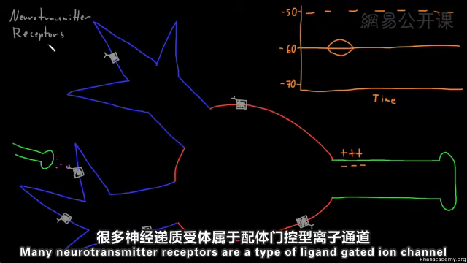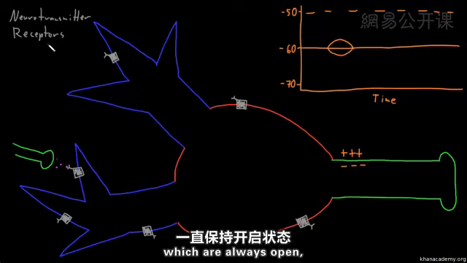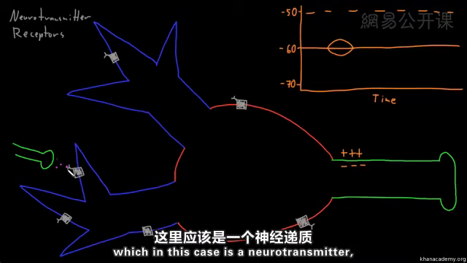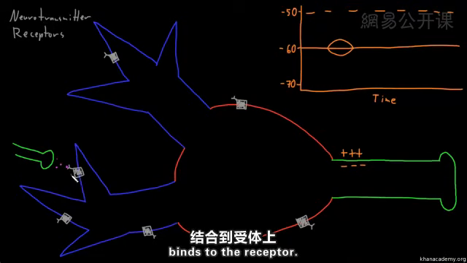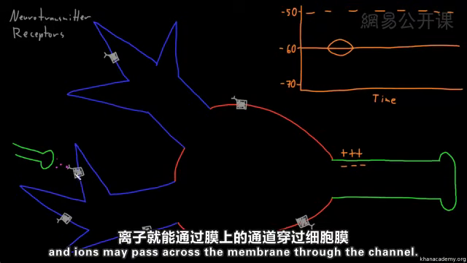Many neurotransmitter receptors are a type of ligand-gated ion channel, which means that unlike the leak channels that we talked about before, which are always open, these channels are gated. They're closed most of the time until their ligand, which in this case is a neurotransmitter, binds to the receptor. And then the ion channel opens and ions may pass across the membrane through the channel.